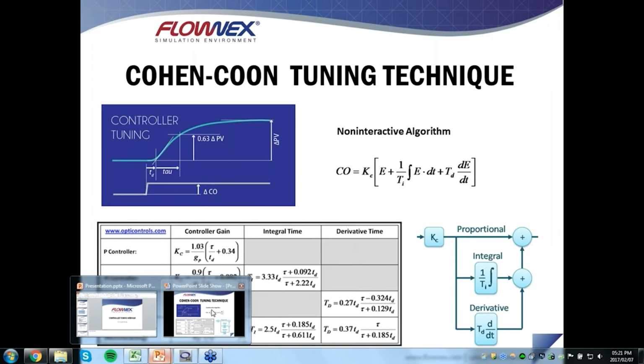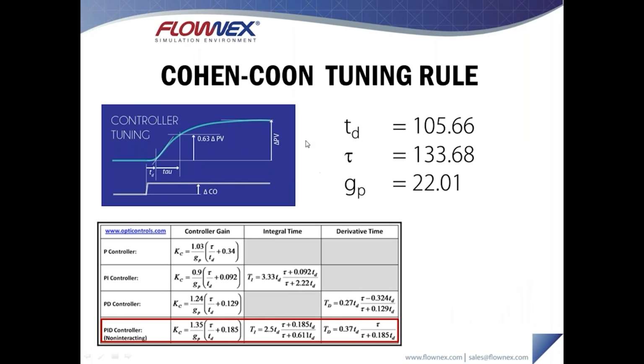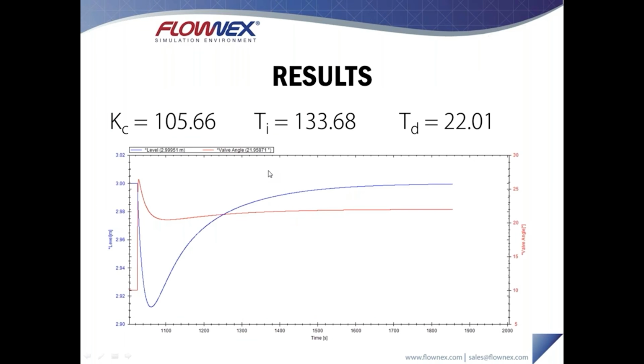Okay, so as I mentioned, we used the outputs from Flownex with the Excel data to analyze and characterize the process. We then calculated our dead time, our tau, our process time basically, and our process gain. We then calculated the settings for the controller using Cohen-Coon, and then inputted that into Flownex. We then tested our controller.